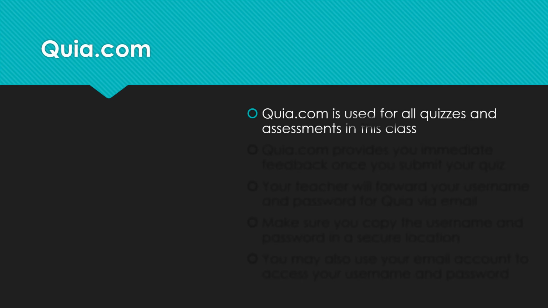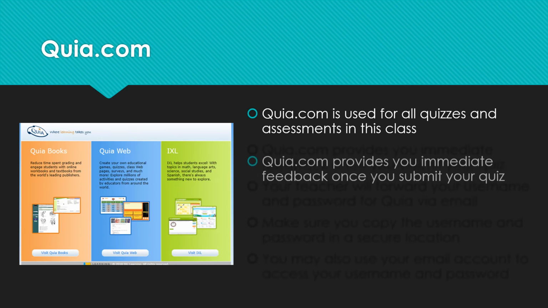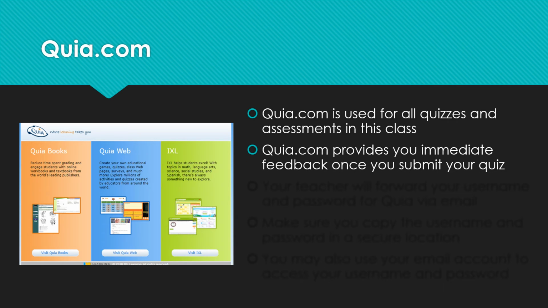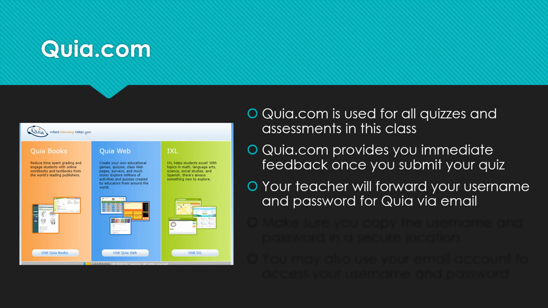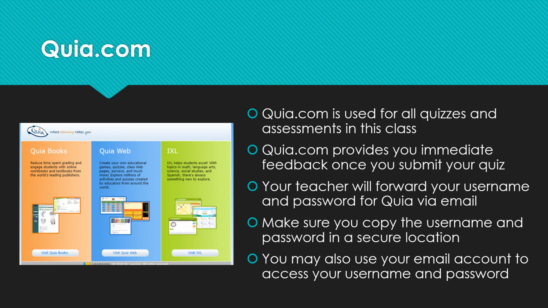Kia.com. Kia.com is used for all quizzes and assessments in this class. Kia.com provides you immediate feedback once you submit your quiz. Your teacher will forward you a username and a password so that you can access Kia via email. Make sure you copy the username and password in a secure location. Also remember that you can access your username and password by going to your student email account.